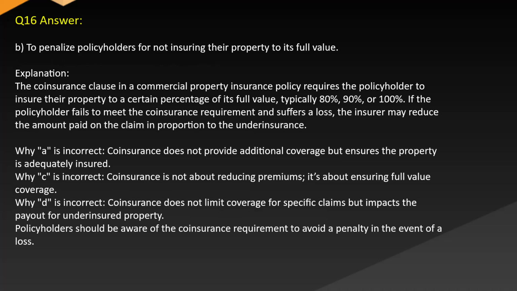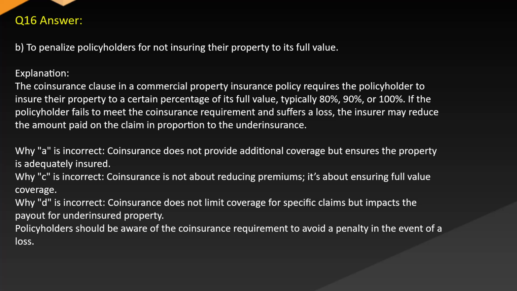Answer: B. To penalize policyholders for not insuring their property to its full value. Explanation: the coinsurance clause in a commercial property insurance policy requires the policyholder to insure their property to a certain percentage of its full value, typically 80%, 90%, or 100%. If the policyholder fails to meet the coinsurance requirement and suffers a loss, the insurer may reduce the amount paid on the claim in proportion to the underinsurance.